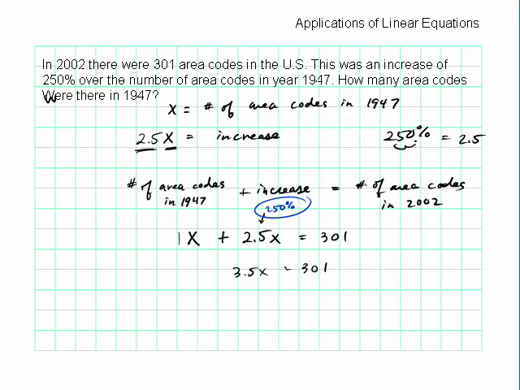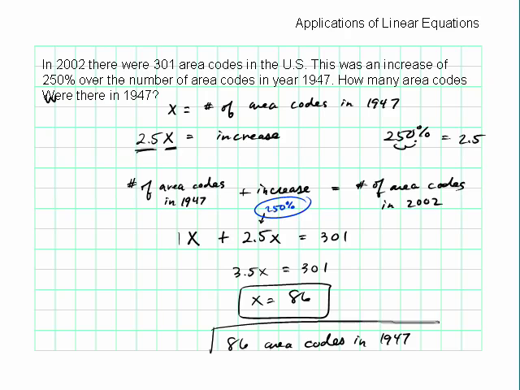Divide by 3.5, and we get x equals 86. And so as my answer, I have 86 area codes in 1947. 86 area codes.